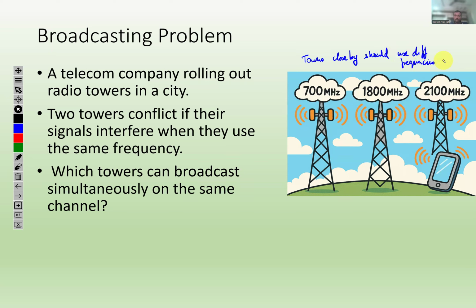Now the question is, once you have this layout of towers, the telecom company wants to determine which towers can broadcast simultaneously on the same channel. Clearly, since these three towers seem to be drawn close to each other, they should use different frequencies. Maybe one that is quite far apart can use the same frequency as one of these towers and still broadcast without interference. So this is the question.